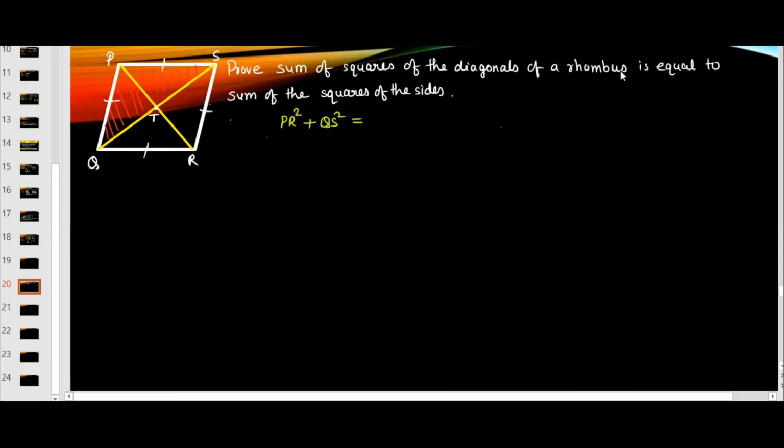We have to prove that it is equal to the sum of the squares of the sides. So we have to write all the sides, that is PS square plus SR square plus QR square plus PQ square. This we have to prove. So let us prove it now.